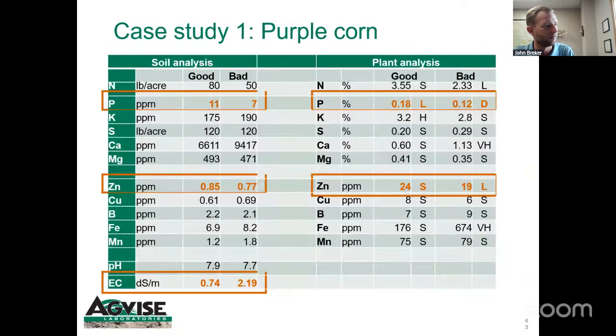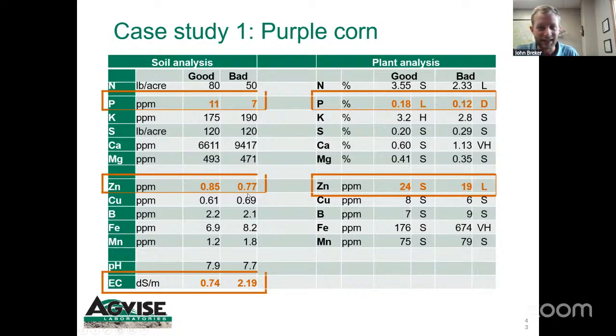Looking at our data, comparing the good and the bad areas, I'm going to start off with the plant samples in this case. What pops out as deficient or low in the comparisons is that the phosphorus and the zinc levels are a little bit lower. And actually, when we look at the soil levels, we notice that the soil phosphorus and the soil zinc levels are also a little bit lower. Now, they're not crazy lower. Like these bad phosphorus levels are still in the medium range, and the zinc levels are still kind of in that medium soil test zinc level as well.